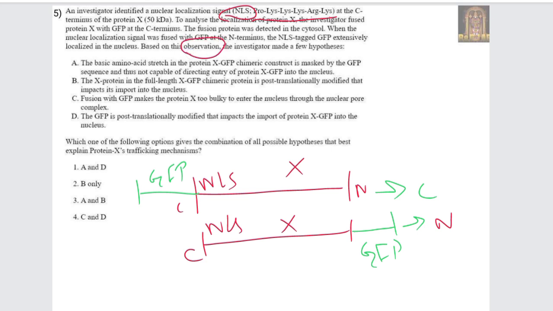So at first we have to know how the NLS signal works. So like if this one is the outer membrane of the nucleus, and here you can see the pores. Those pores are known as the nuclear pore complex, and this is the nucleus site, this is the nucleus, this is the cytosolic site.